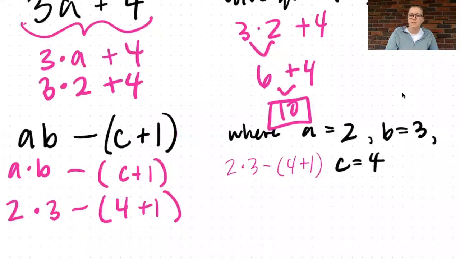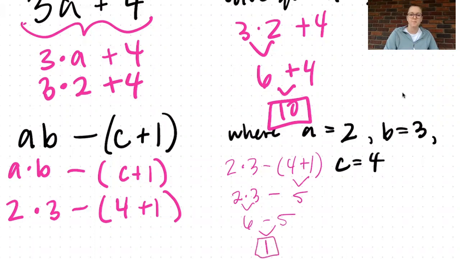First thing, grouping symbols. Do I have any? Yes, I have some parentheses. So I need to do what's inside the parentheses first. 4 plus 1 is 5. And I'm going to just rewrite everything else. Next, do I have any exponents? No, I don't. So then after that, do I have any multiplication or division? Yes, I sure do. 2 times 3 is 6. And then lastly, do I have any addition or subtraction? That's the last thing I do. 6 minus 5 is 1.